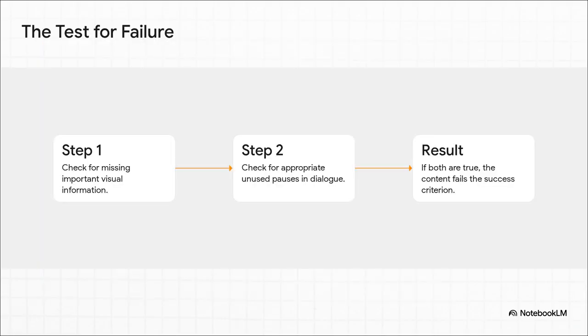So how do you know if a video has this problem? The test is really straightforward. Step 1, is there important visual stuff happening that isn't explained in the audio? Step 2, are there natural pauses where a description could fit? If you answered yes to both of those questions, then that content fails. It's really as simple as that.